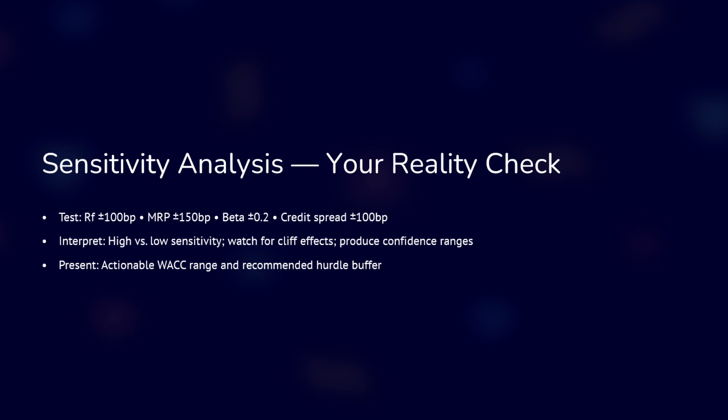Market risk premium plus or minus 150 BP. This has the biggest impact on cost of equity: the difference between using 5% and 6.5% is 150 basis points of cost of equity. Beta plus or minus 0.2 units. Beta estimation error is typically 0.1 to 0.3. If your result changes dramatically with small beta changes, you need to be extra careful about beta selection.